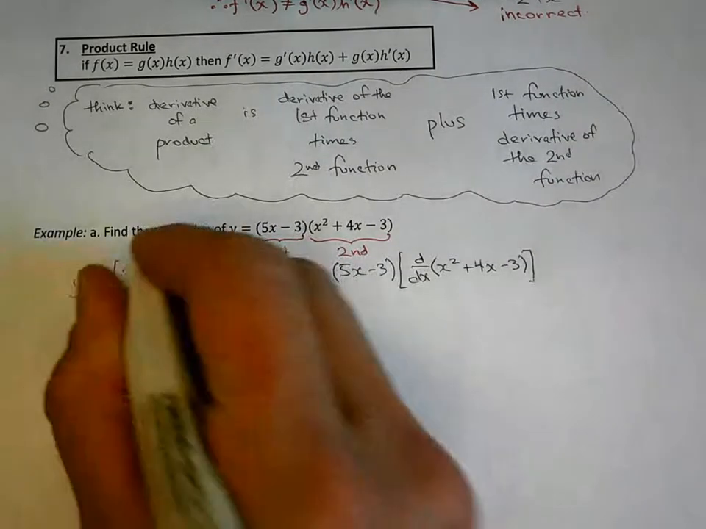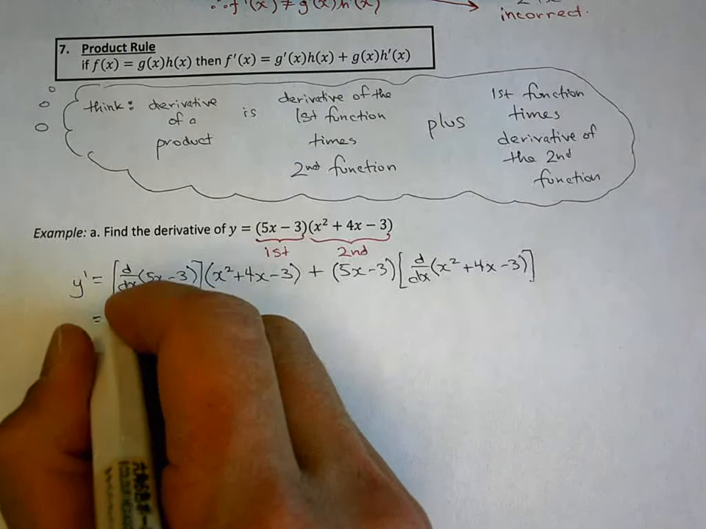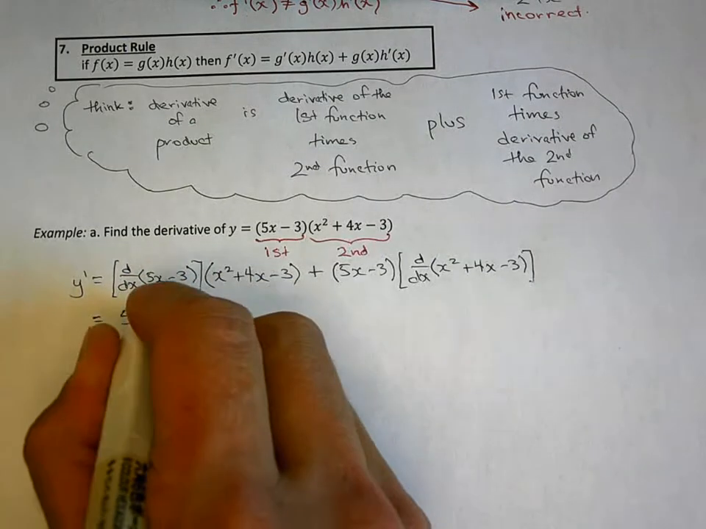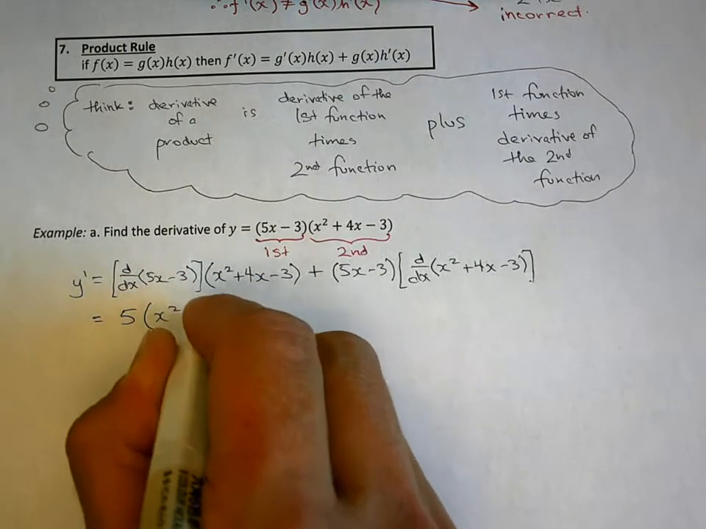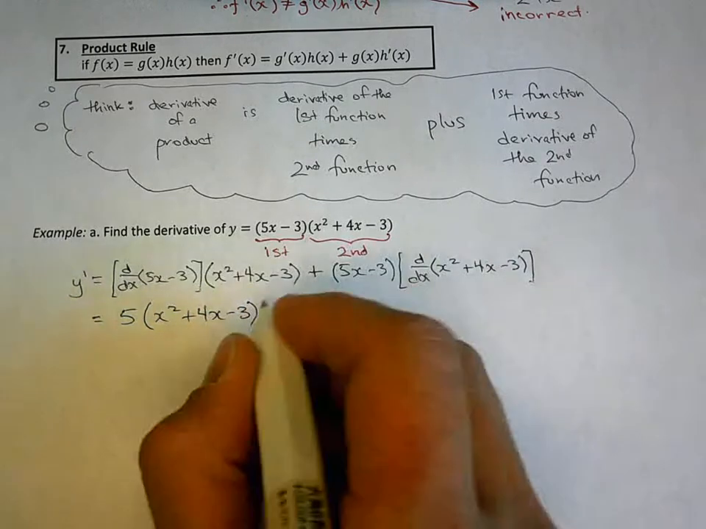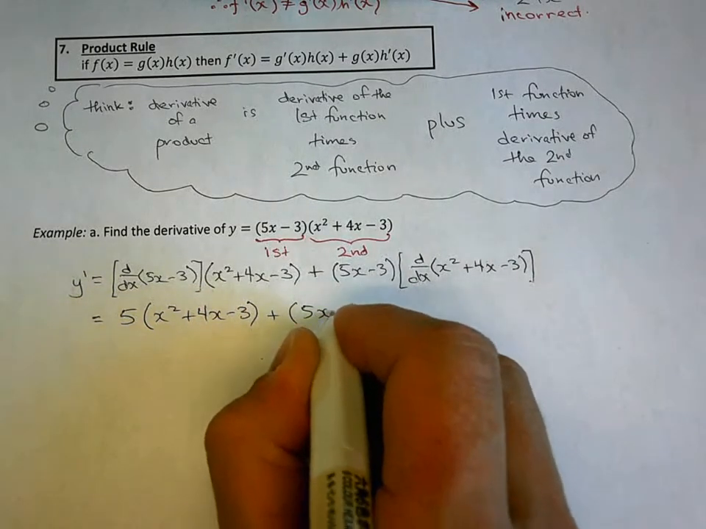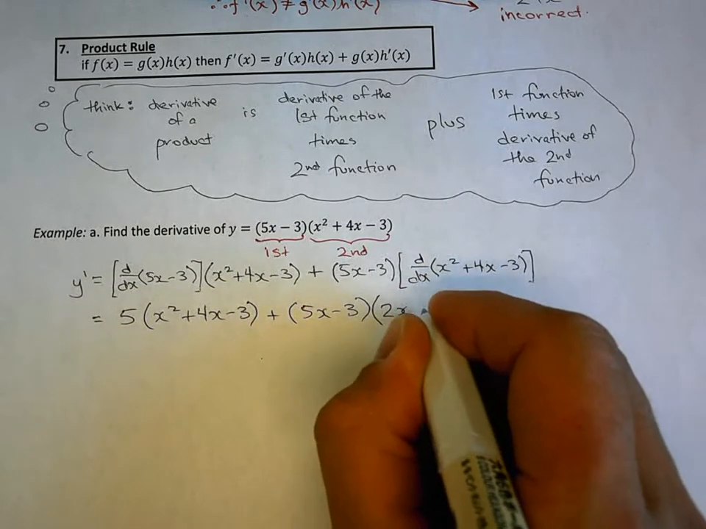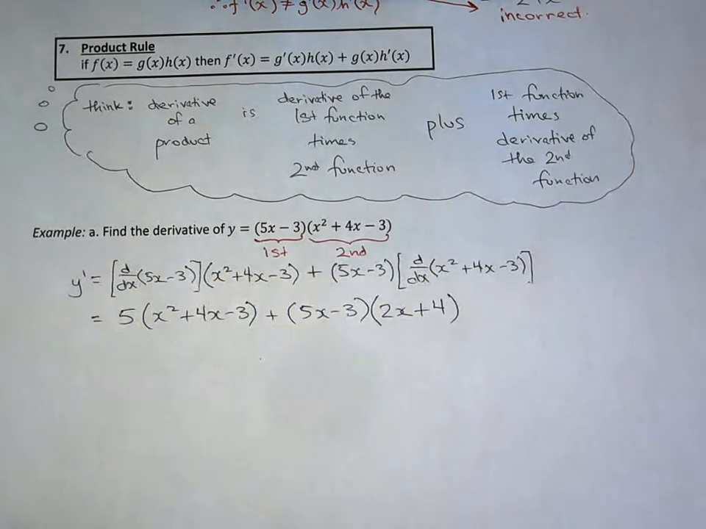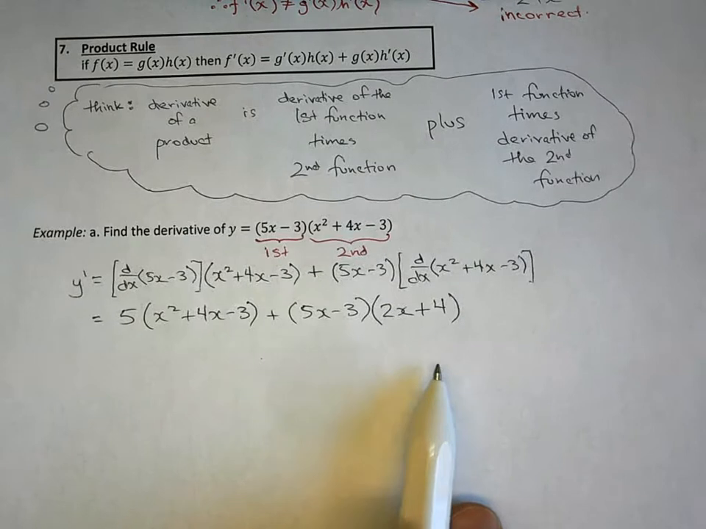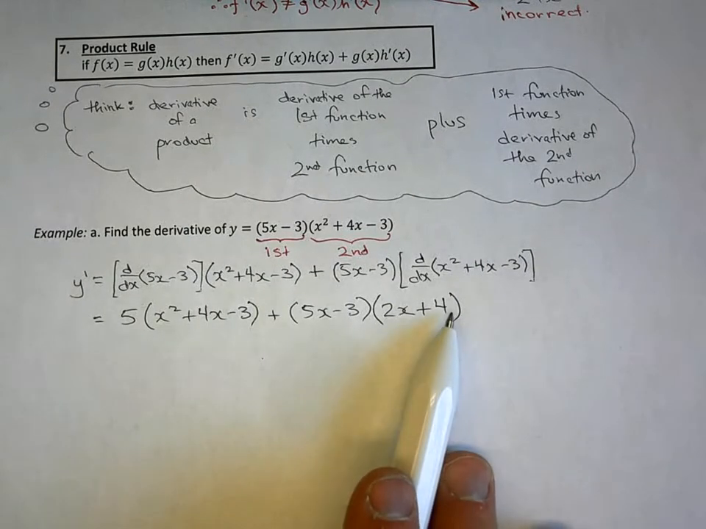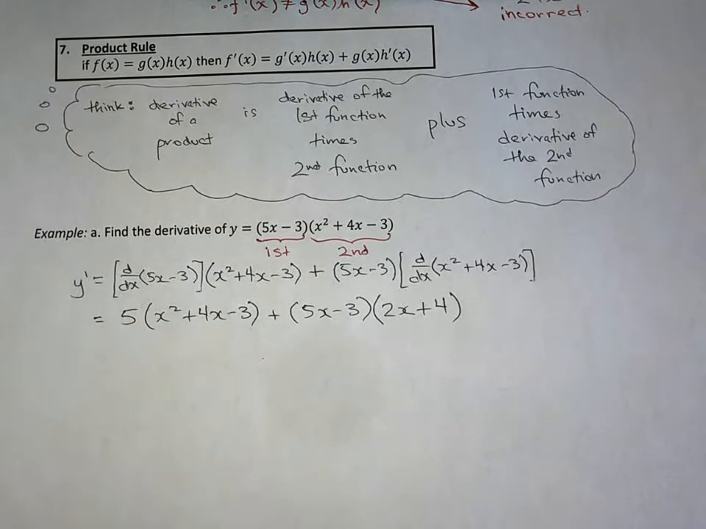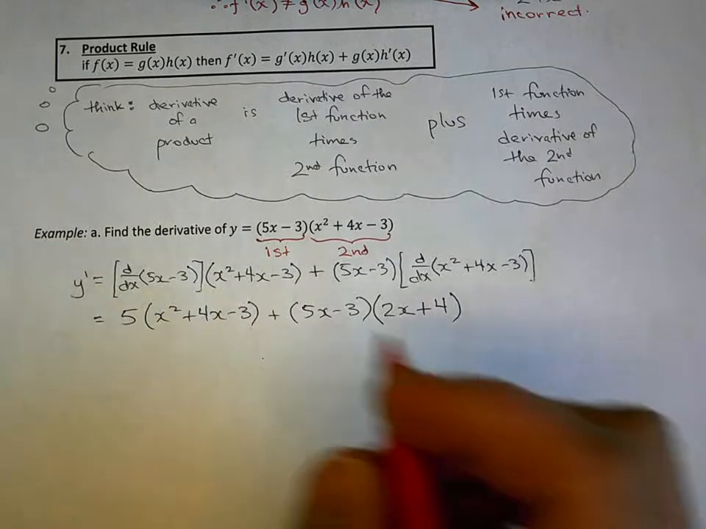What's the derivative of the first function? Well, it's just 5. I'm going to leave the x squared plus 4x minus 3 as is, plus 5x minus 3. And what's the derivative of the second function? That's 2x plus 4. Okay, now my calculus is done, right? I've done all the derivatives.